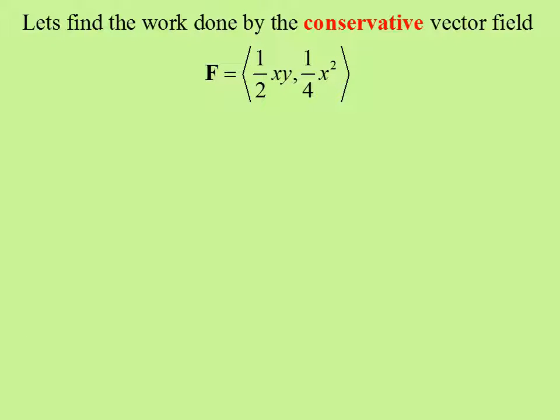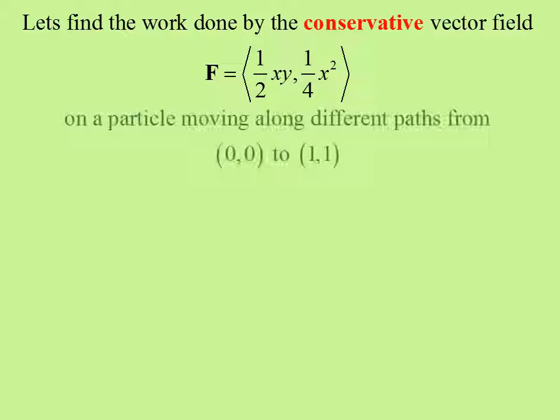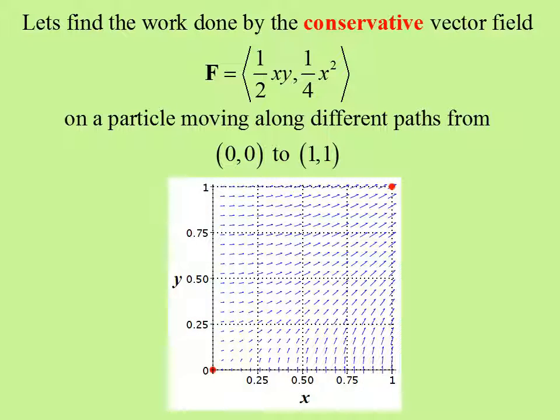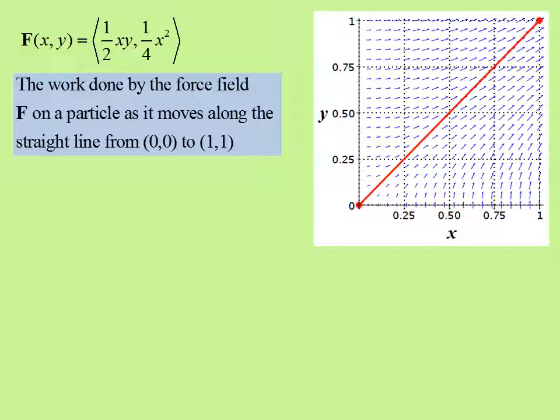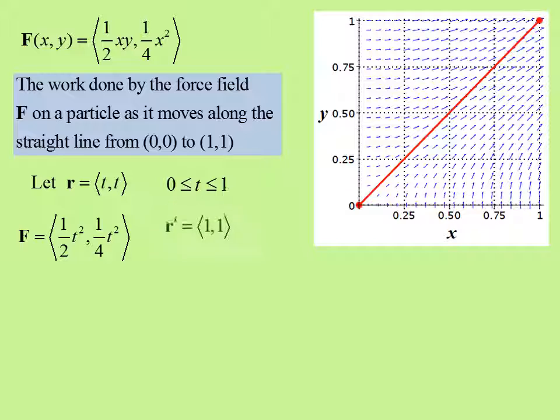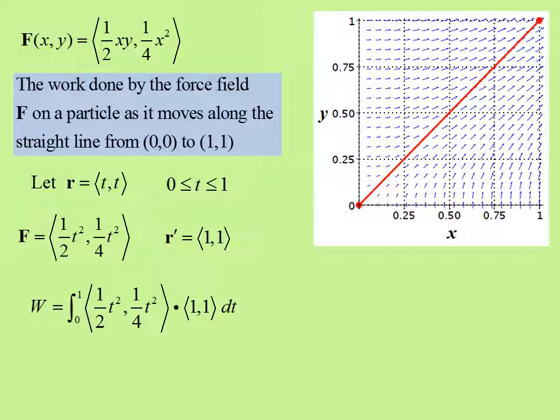So, if we want to find the work done by this conservative vector field, when we go from the point 0, 0 to 1, 1, between these two points. So if we go along the path directly from 0, 0 to 1, 1, the straight line, this would be the parameterization for that line. And we'll do f in terms of t, do the r prime, f dot r prime, and do the integral.